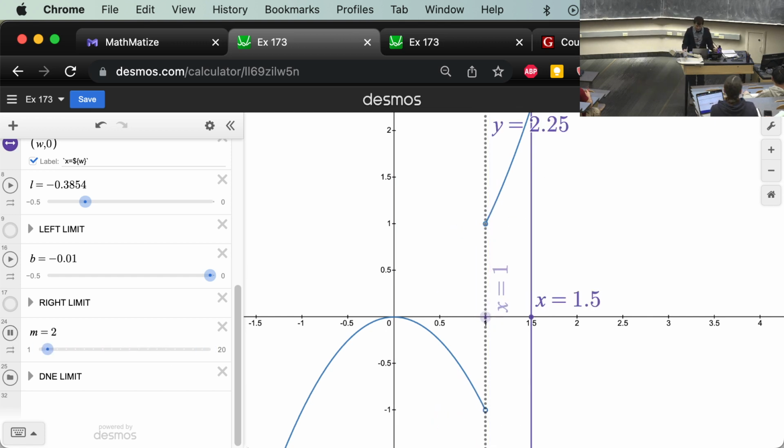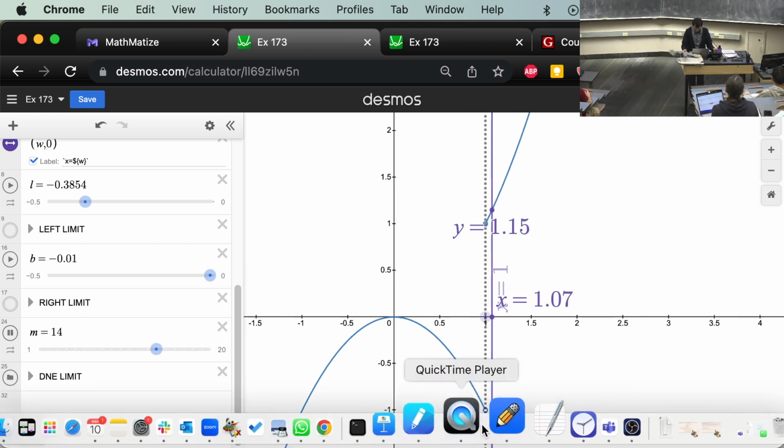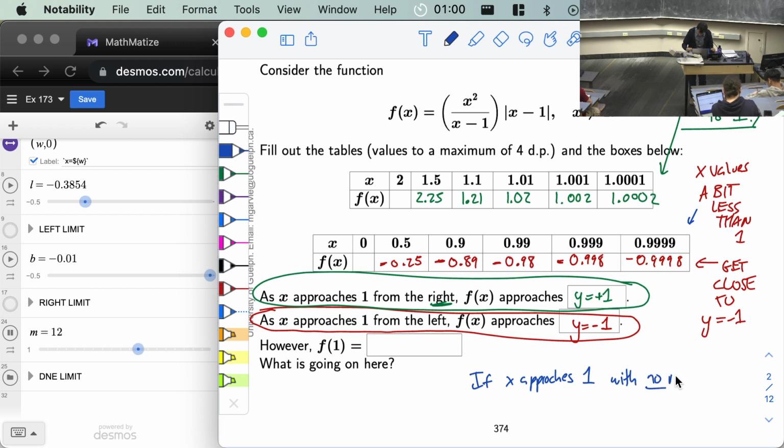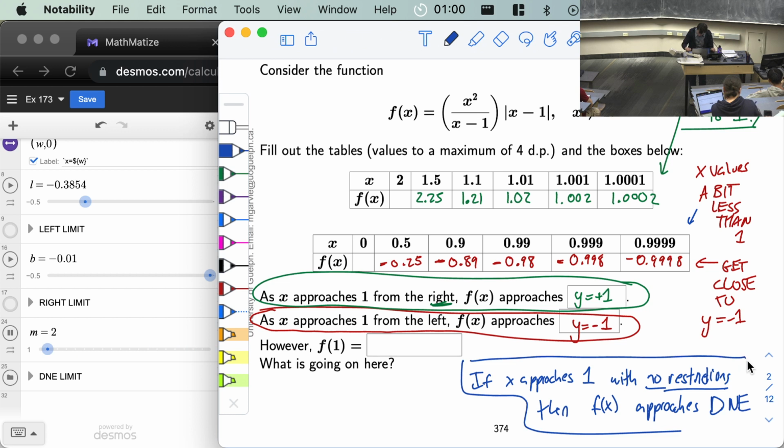This one is also worth writing down, which you could write down maybe as a little sentence over here. You could say, if x approaches 1 with no restrictions, then f of x approaches nothing. The limit does not exist. I'm going to say "approaches does not exist," which is not quite correct English, but is helping you get the idea. So this is a situation where you're coming in from one side, you get one thing, -1.